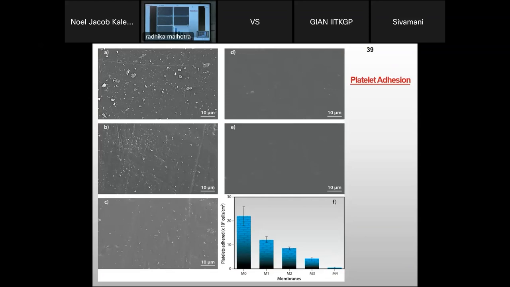So after that is platelet adhesion. Platelets are from the blood. Once clotting starts to occur, the first step after fibrinogen adsorption is platelet adhesion and platelet activation. It's not that the platelets from the blood have to be adsorbed, but they tend to elongate, or form a fibrous network. That was present in the membranes without any graphene oxide, and later on that has reduced.